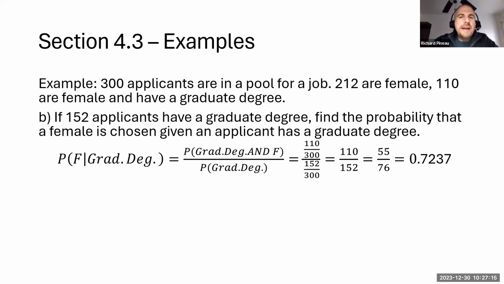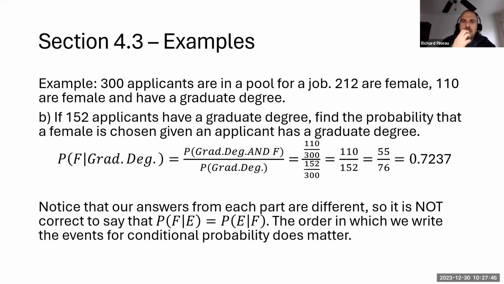Well, the numerator remains unchanged. Okay, so we have the probability of a graduate degree and female. So those two switch, still 110 out of 300. But this time the denominator becomes the probability that somebody has a graduate degree. That's not what the last slide had. The last slide was the probability of female in the denominator. If you don't believe me, rewind the video. So this changes to 152 out of 300, and our probability then is 55 over 76.